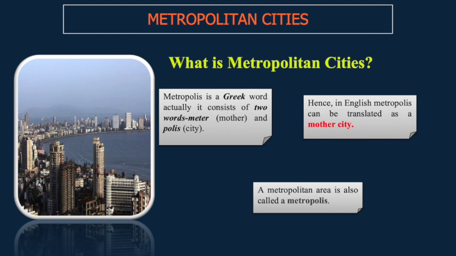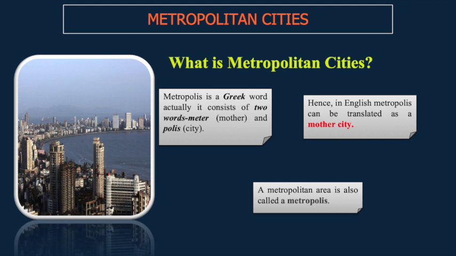This metropolis consists of two words. The first one is meter, the second one is polis. Meter means mother, polis means city, which means mother city. This metropolitan city can be considered as a mother city. So, the word metropolitan is derived from a Greek word called metropolis.